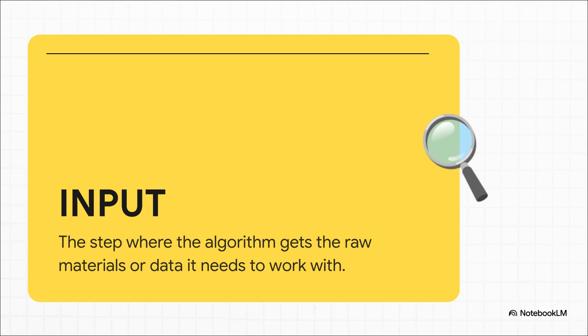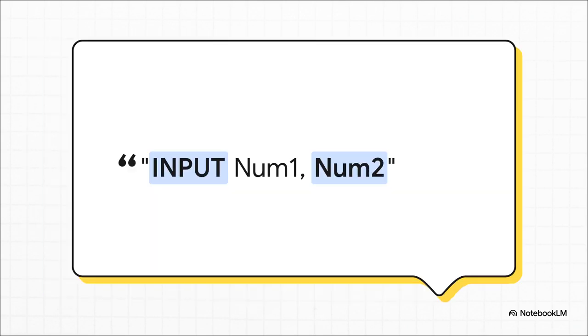And if we're sticking with that recipe analogy, the input is just your ingredients. You know, you can't bake a cake without flour and sugar, and an algorithm can't solve a problem if it doesn't have its raw data to work with. The piece in our puzzle reads, input, num1, num2. All this means is that our recipe needs two ingredients to get started, in this case, two numbers. We're just calling them number 1 and number 2.